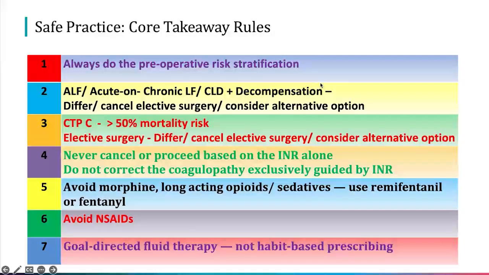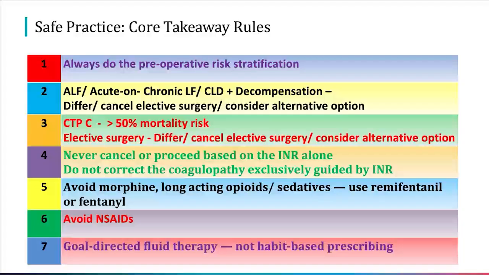If the patient is in acute liver failure, acute on chronic liver failure, or chronic liver disease with decompensation, defer or cancel elective surgery, or consider an alternative option. If the patient is Child C, it carries more than 50% mortality. Again, elective surgery should be deferred, cancelled, or an alternative option considered. And never cancel or proceed based on INR alone.